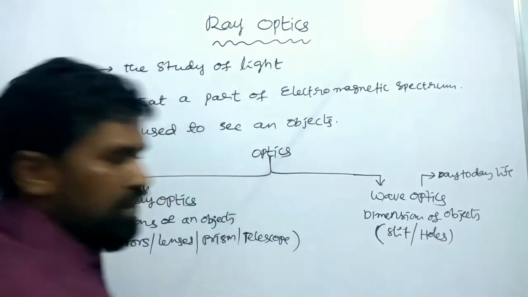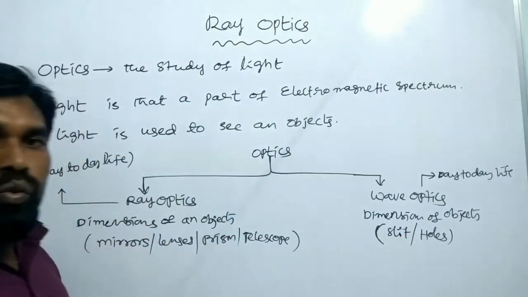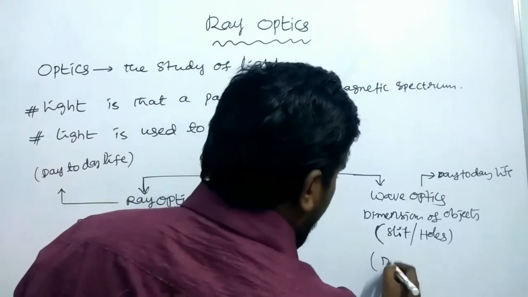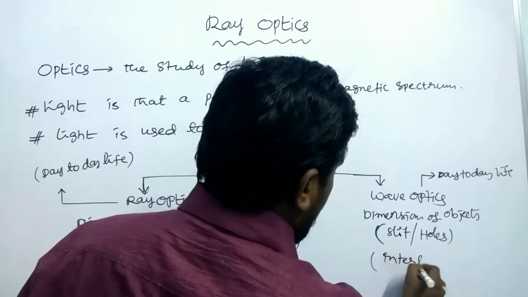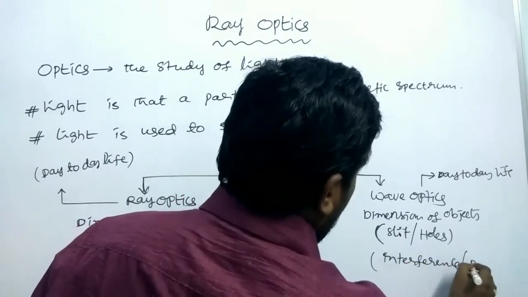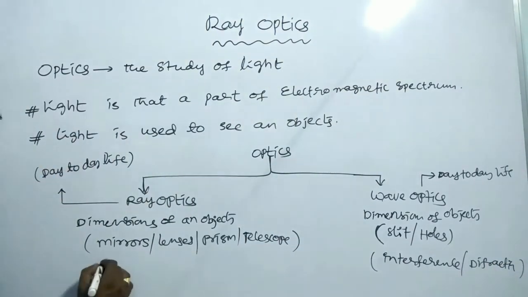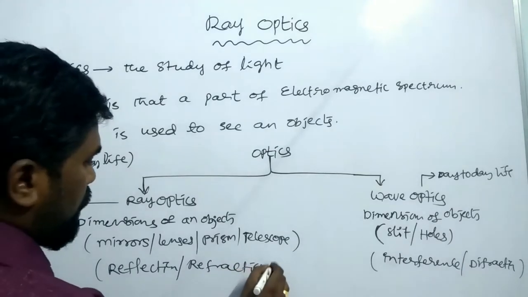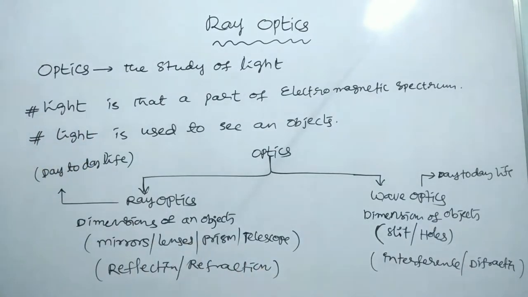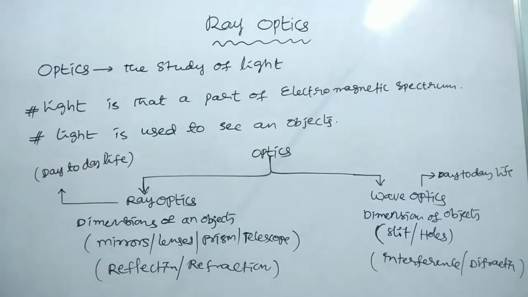In Young's double slit experiment, which we have already seen, we make two slits to produce the diffraction pattern and also the interference pattern. Interference and diffraction belong to wave optics, while reflection and refraction belong to ray optics. Okay, clear? So note it.